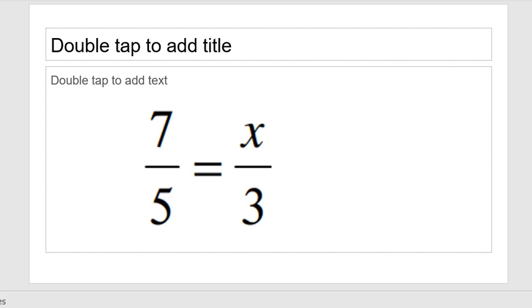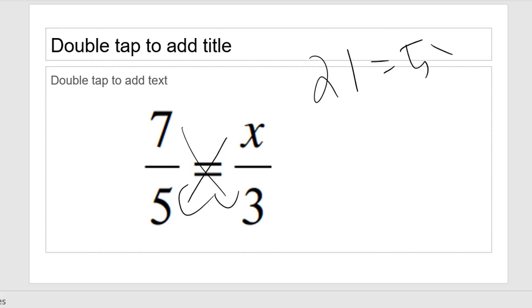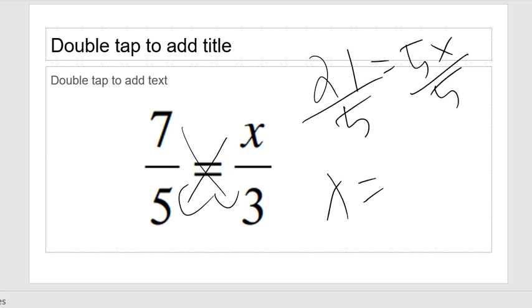Alright, here. Same thing once again. We're still doing it. Got 21 equals 5x, divided by 5. So sometimes you might get decimals for answers. You're going to take a calculator and take 21 divided by 5. You get 4.2. So that's my answer for this one.